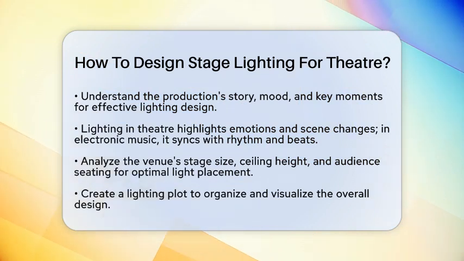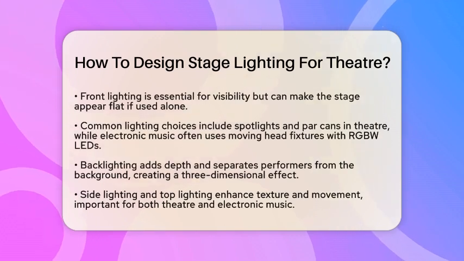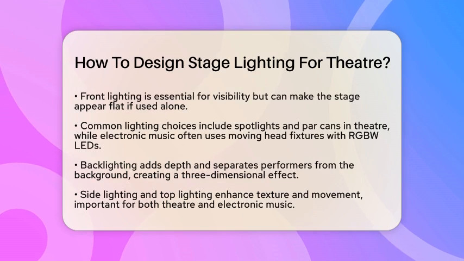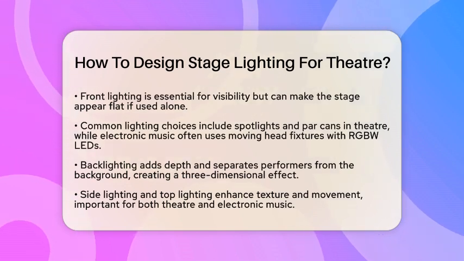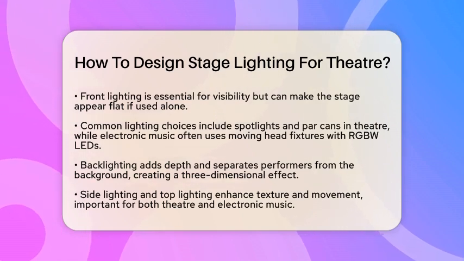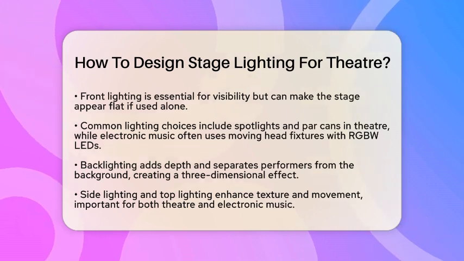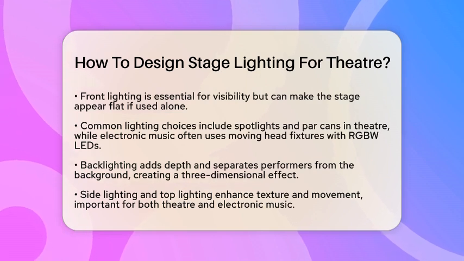Now let's talk about lighting positions. Front lighting is crucial. It faces the performers and makes them visible. However, if you only use front lighting, the stage can look flat. In theater, spotlights and parcans are common choices. For electronic music, moving head fixtures with red, green, blue, white light emitting diodes are popular for adding color and movement.